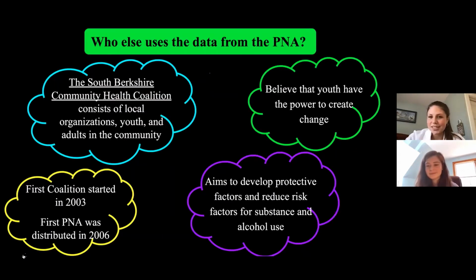So who else uses the data from the PNA? The South Berkshire Community Health Coalition, which consists of local organizations, youth, and adults in the community. So the first coalition began in 2003, and the first PNA was then distributed in 2006. The coalition believes that youth have the power to create change, and we aim to develop protective factors and reduce risk factors for substance use and alcohol use with youth in the community.